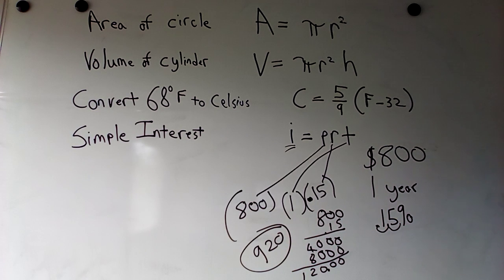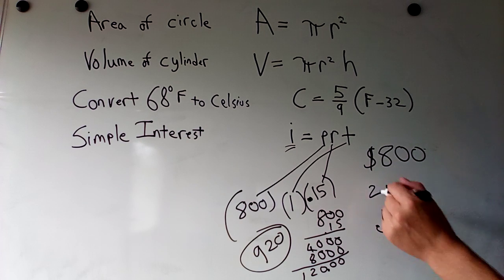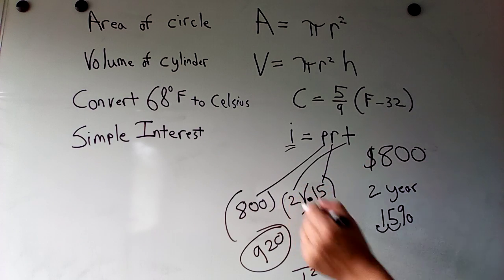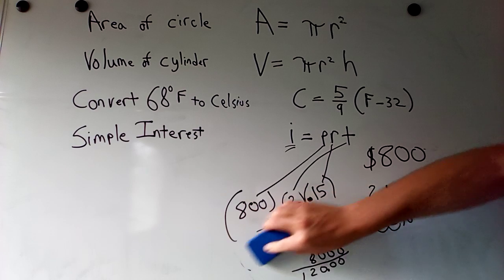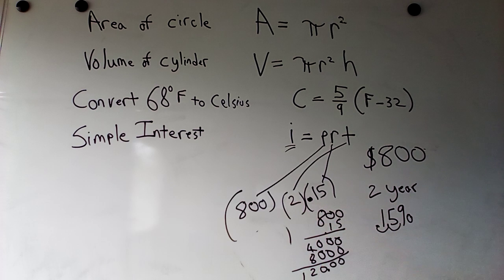Now, let's just say it took you 2 years to purchase that computer. If it took you 2 years to purchase that, then you would have to substitute a 2 into this. If it took you 2 years to pay that, then instead of just 800 times 0.15, you'd have to multiply this by 2. You'd have to multiply that by 2, and then, of course, that would be $240. And if it's 240, 800 plus 240, so then at that point you're paying $1,040.